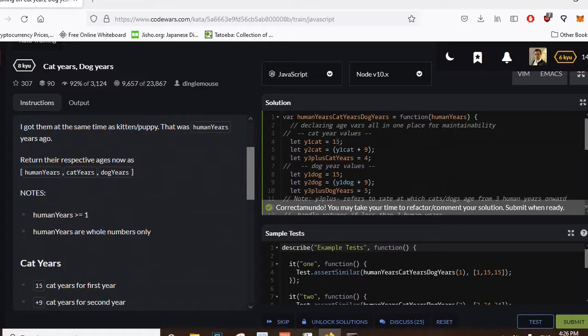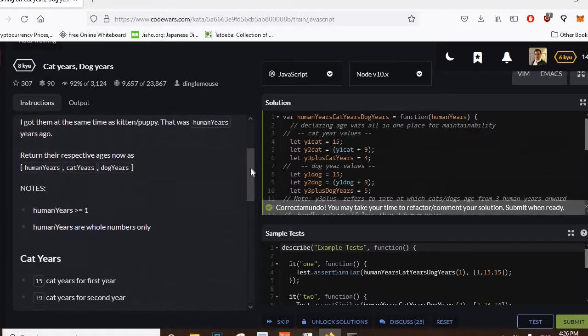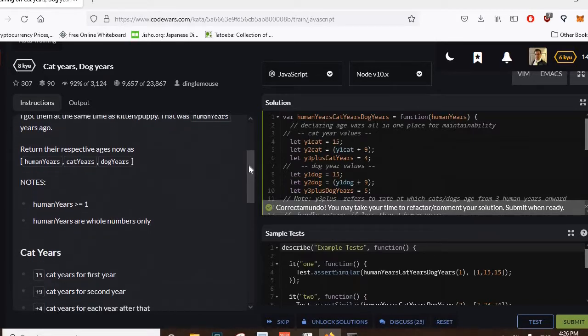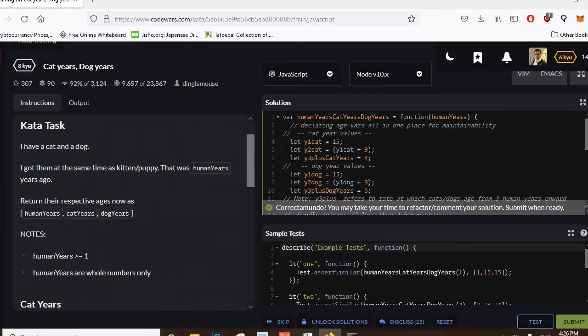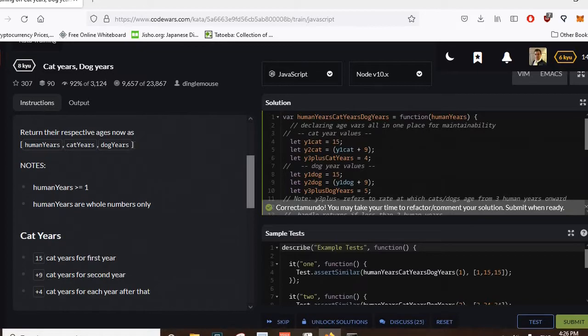So the way that I structured this is I'm thinking if I wanted to make it maintainable, how would I do the code? But I'm getting ahead of myself by talking about the code, not talking about the premise itself. So when you're calculating cat years or dog years, the input that you're calculating it off of is how many human years old they are. And the output that is desired, the return output, is an array: human years, cat years, dog years.